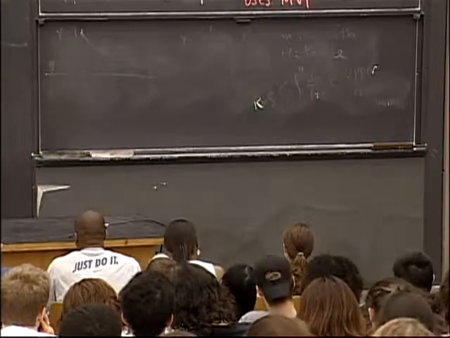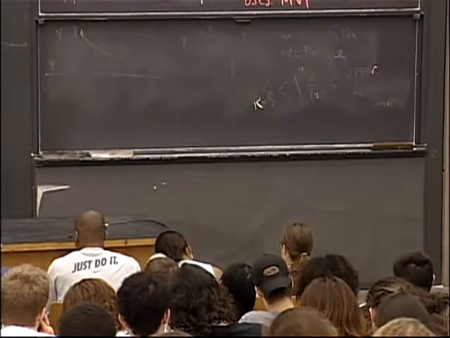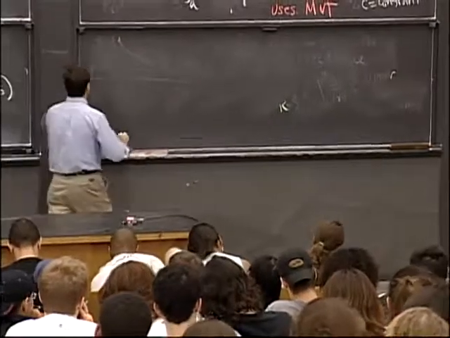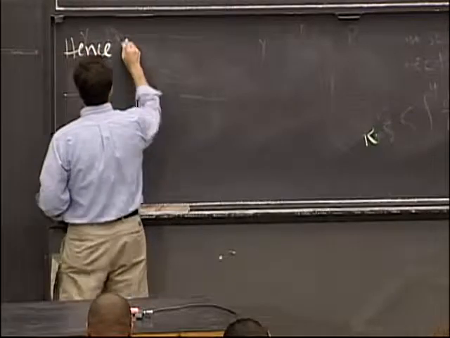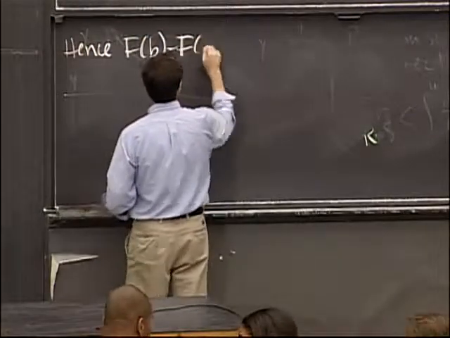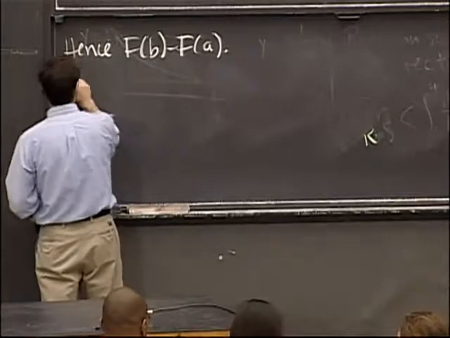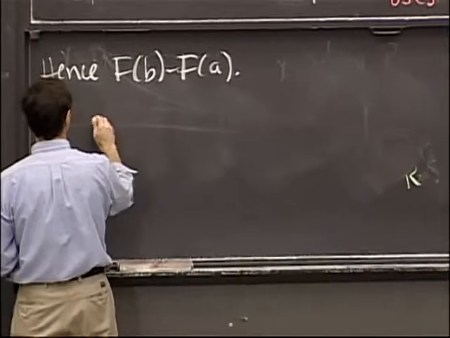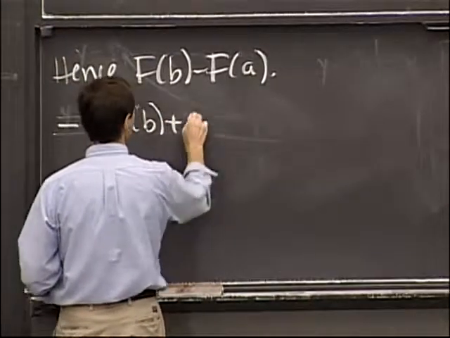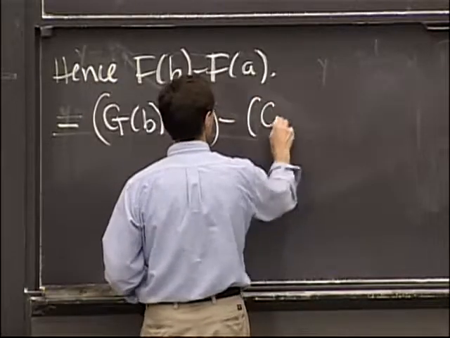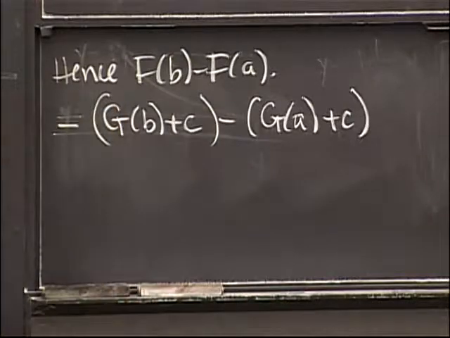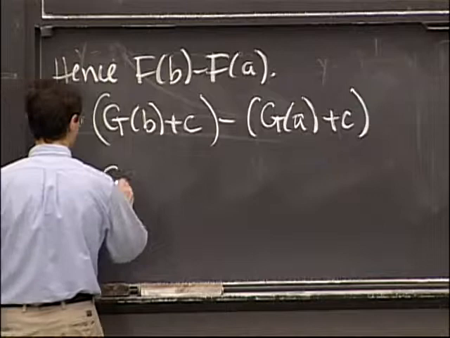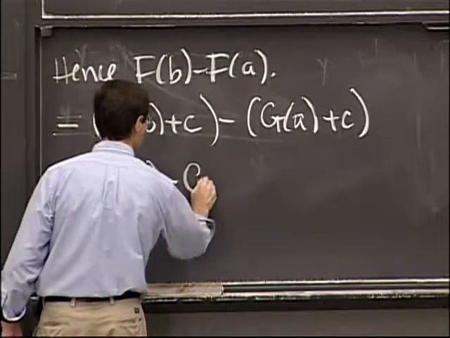All right, so we're almost done. I just have to work out the arithmetic here. So I start with f of b minus f of a, and that's equal to g of b plus c minus g of a plus c. And then I cancel the c's. So I have here g of b minus g of a.